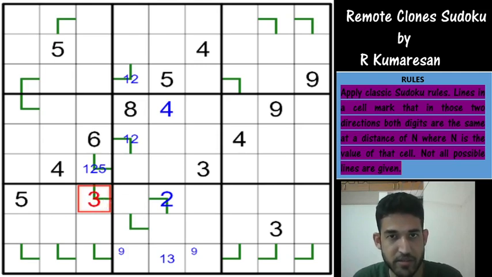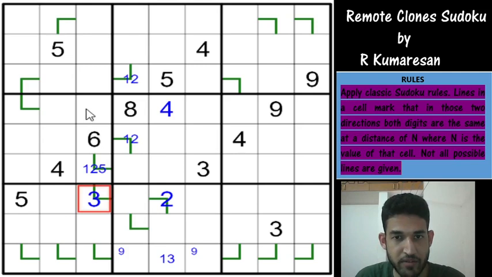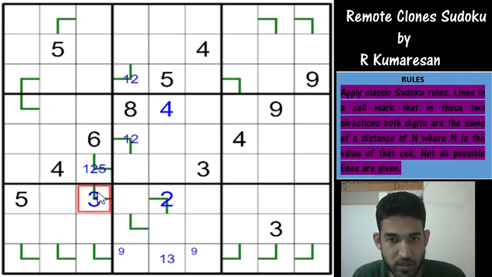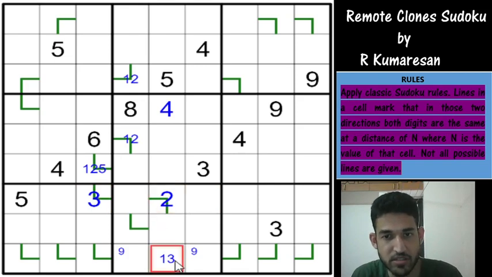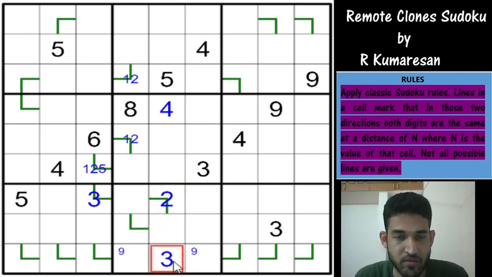So this is a 3. This has to be a 3, and which means both of these cells must be equal for this clue. So this is also a 3. Okay.